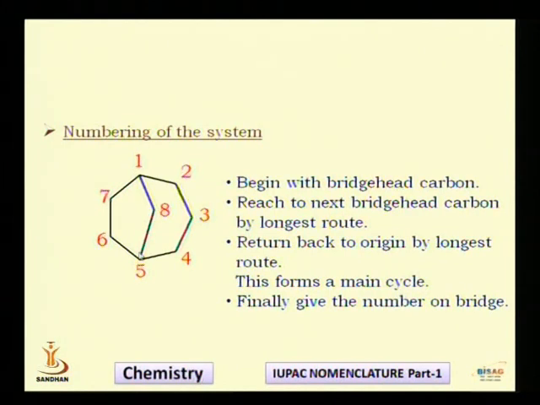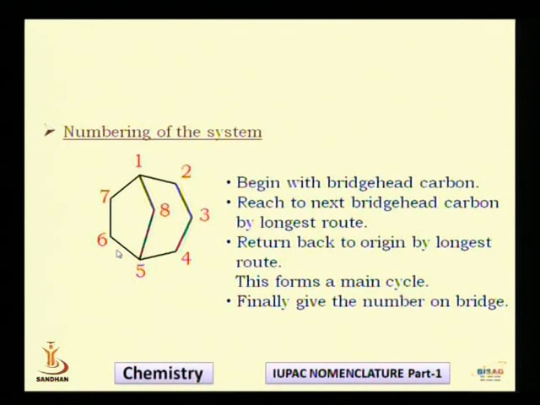And you must notice that this way is a longer one, this way is a shorter one. And according to the guidelines, we have to select the longer way only. We cannot select the shortcut, the short path. So I can go back to number 1 carbon from number 5 carbon by this route only. So I will number this 6, I will number this 7. So in this way, we have completed the cycle. And this cycle, numbers 1, 2, 3, 4, 5, 6 and 7, is called the main cycle.